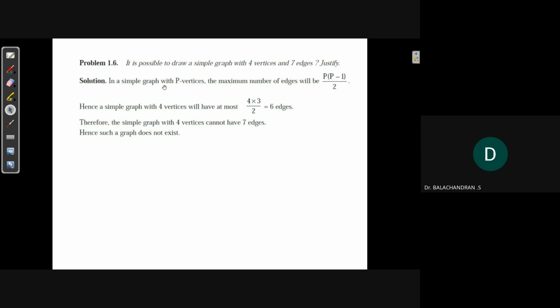Okay. So just now I told that in a simple graph with p vertices, maximum number of edges is what? p into p minus 1 by 2. What is the number of vertices? 4. So 4 into 3 by 2. So at most you have what? 4 vertices have at most 6 edges. But here they gave what? 7 edges. So the simple graph with 4 vertices cannot have 7 edges. Hence, such a graph does not exist.